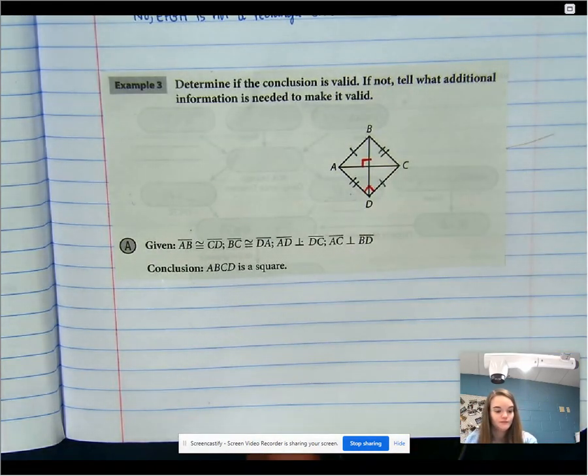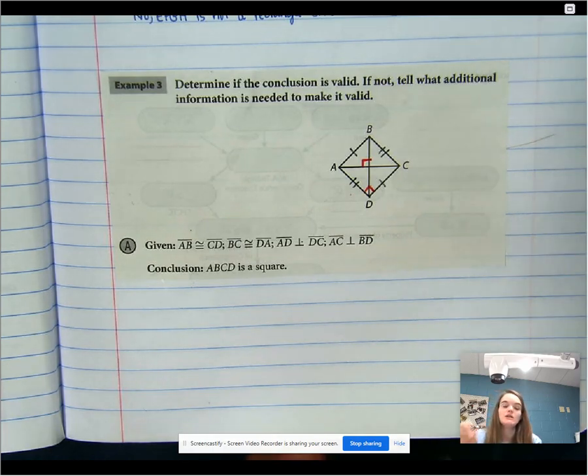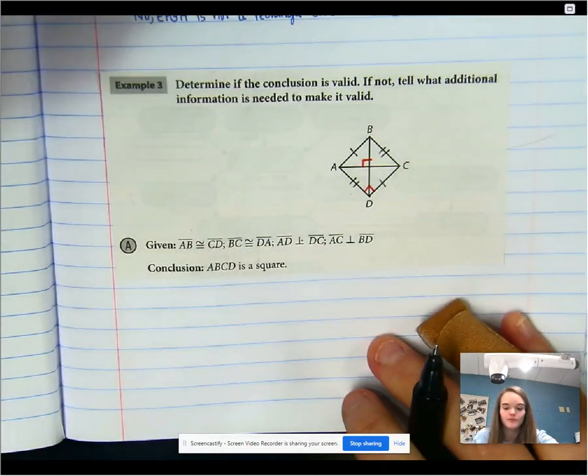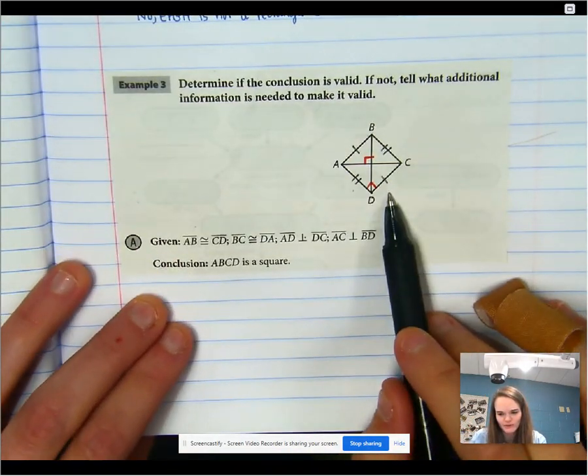Is it a square? Okay, let's look at the conditions for a square. We have to have one condition for a rectangle, one condition for a rhombus, and it has to be true of a parallelogram. So we need to prove it's a parallelogram, then prove it's a rectangle, then prove that it's a rhombus, and then finally we can say it is a square. That's why squares take a longer time. So let's get started. First of all, is it a parallelogram? Well, the opposite sides are congruent.